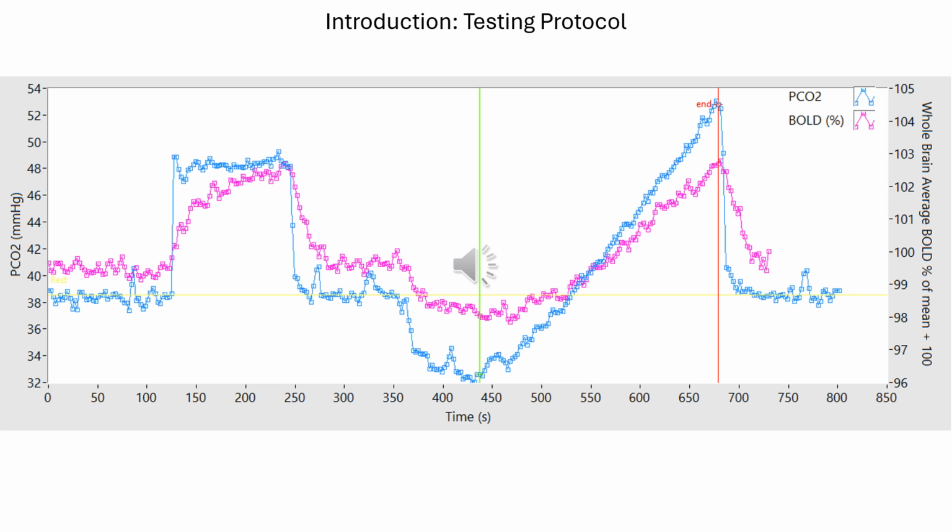A whole brain voxel-wise assessment commonly uses magnetic resonance imaging of the blood oxygen level dependent signal, the BOLD signal, as an estimation of blood flow changes. This graph is an example of a testing protocol, including both step and ramp changes in the CO2 stimulus, shown in blue, and the resulting whole brain average BOLD response, shown in purple. Note that while the whole brain average BOLD response provides an overall view, the responses of individual voxels can show many different patterns.